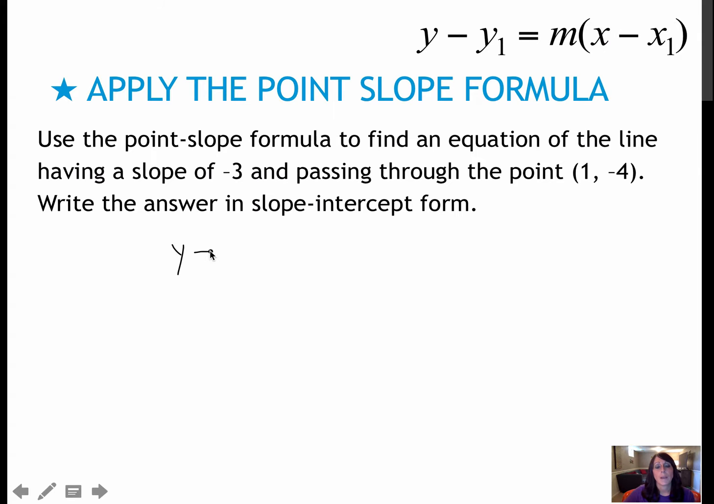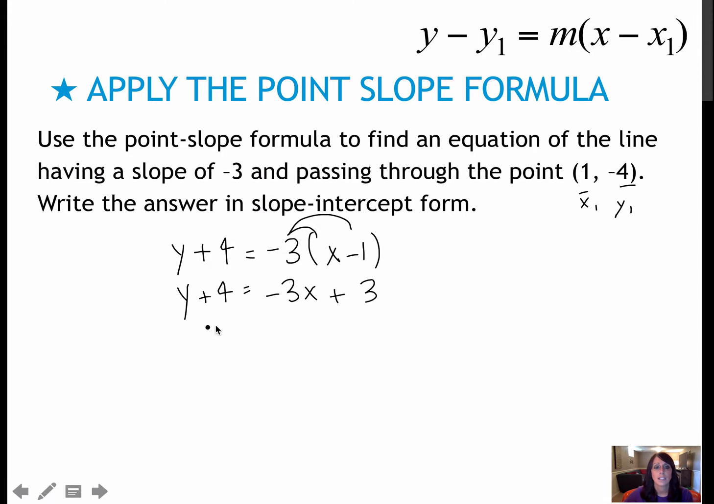So I'm going to do y minus my y value. y is -4, so I'm going to add 4, so minus a negative means +4. My slope is -3, and then x minus 1, x minus the x value. Again, if you need to label those x1, y1, you sure can. Then I'm going to distribute the right side, so that's -3x, and be careful with this one, negative times a negative is a +3, and then I'm going to subtract 4 to get y all by itself, and that gives me minus 1. So y equals -3x minus 1, or I could have put plus -1.